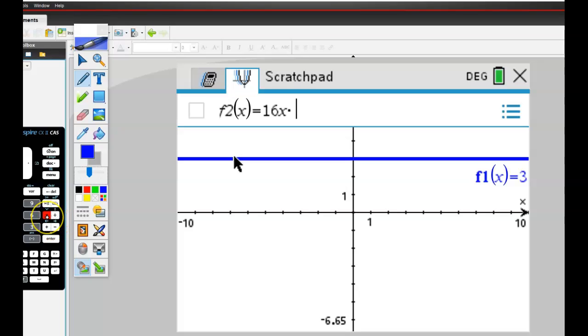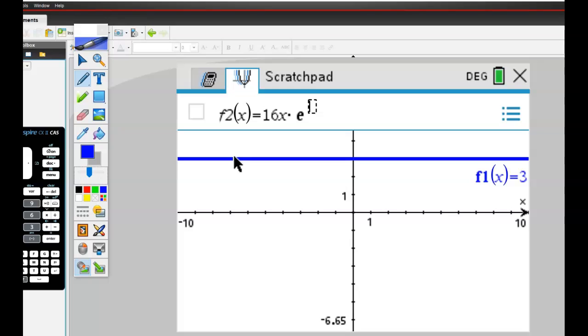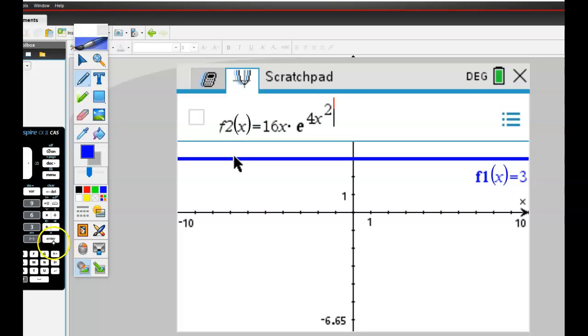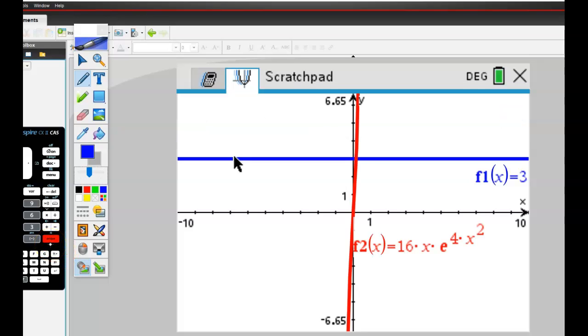So the second function was 16x times e raised to the 4x squared. And I'm going to graph that. And you notice these two do cross right at this point right here. So I want to now find the intersection point, because that will be where they're equal.